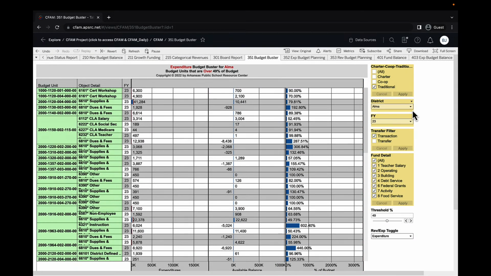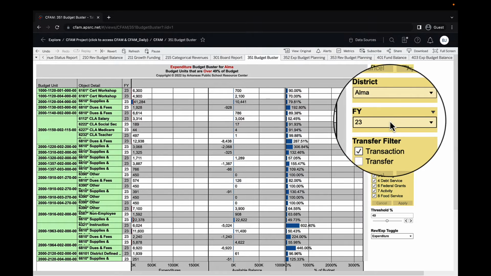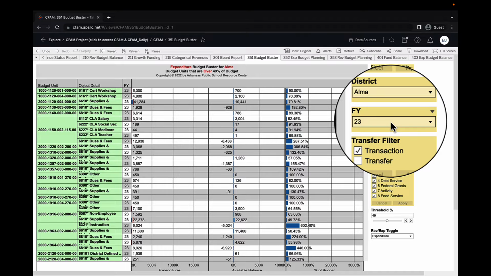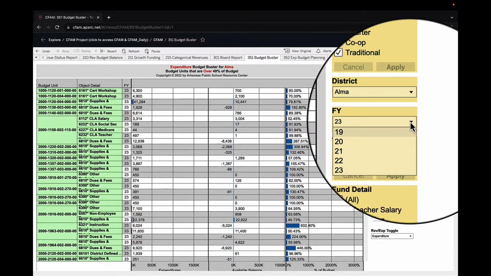Always make sure that you glance at the district and pick the district that you want to work with. Pick the school year that you want to work with. Usually it'll be the current year. However, this is handy for looking at a previous year and to help you with budgeting for the upcoming year. That way you can see the budget units that you may have gone over, and they may need a little more of your attention for the upcoming year.